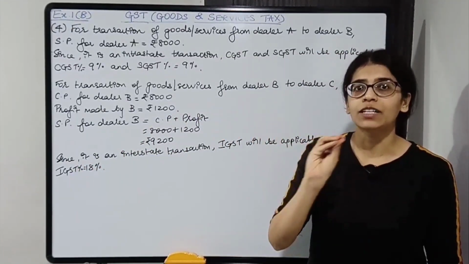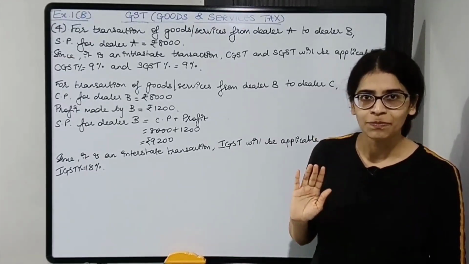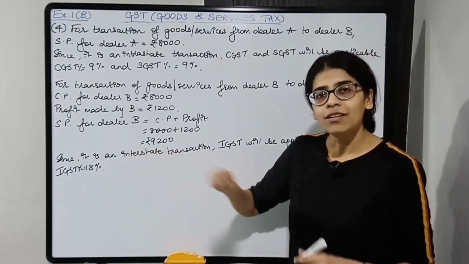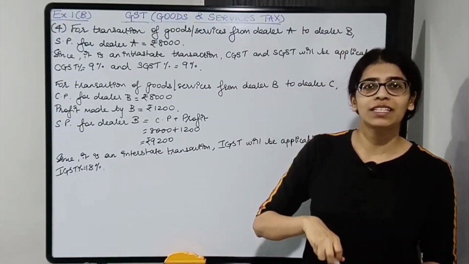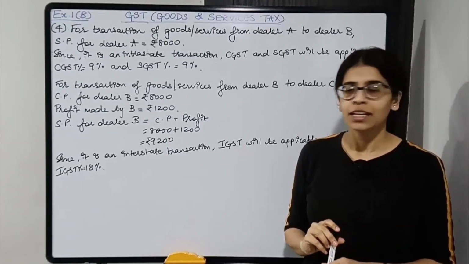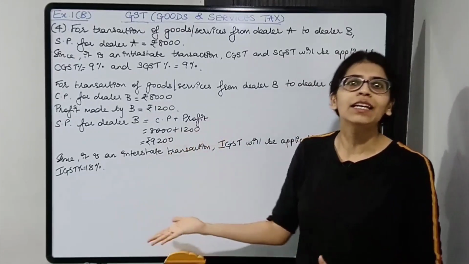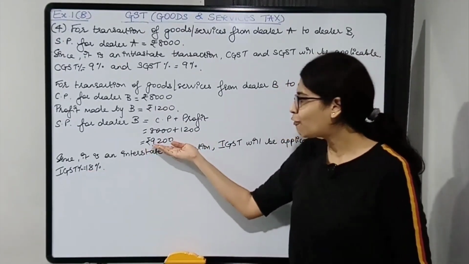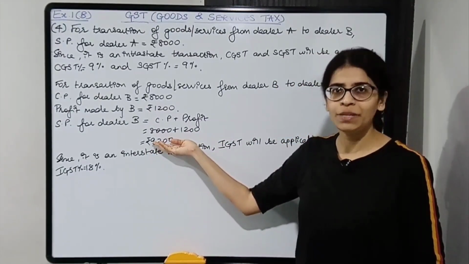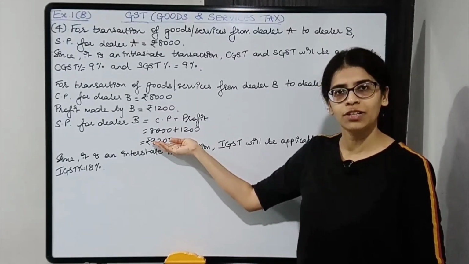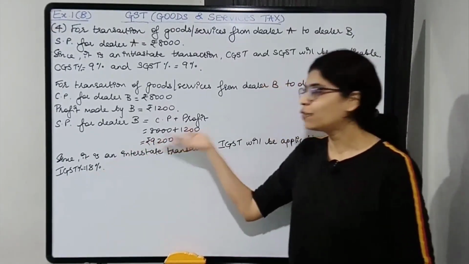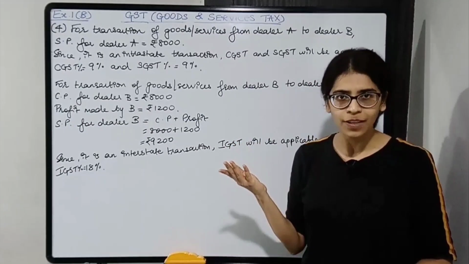And in question they have asked about dealer C. ठीक है? So over here, how much is the GST paid by dealer C? It will be 18%. 18% on what? On the selling price. So 18% of 9,200. D is selling to C for 9,200. So 18% of 9,200. All right.